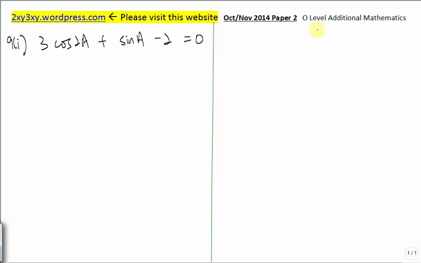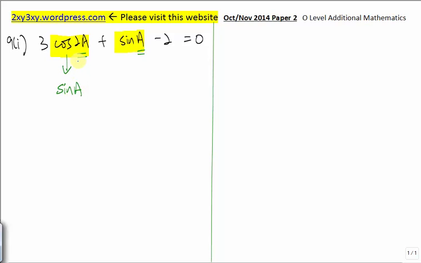We are doing O-Level Additional Maths 2014 Paper 2 Question 9. We are asked to solve this trigo equation. We notice that the angles of the trigos are different and they are not like terms. So what I'm going to do is change the cosine into sine.